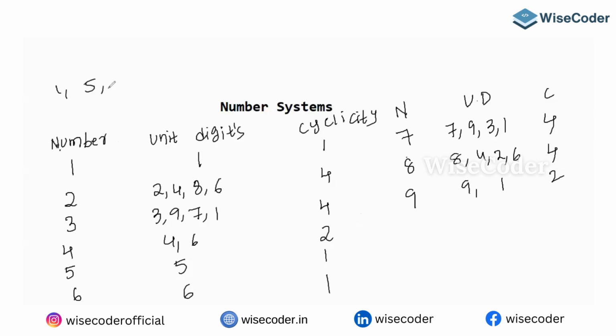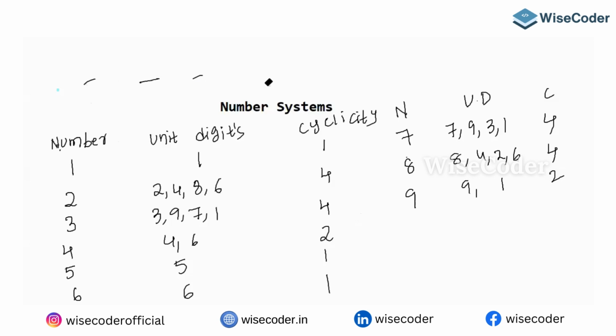1, 5, 6: the unit digits are always 1, 5, 6 only. 1 power anything will be 1, 5 power anything will be 5, 6 power anything will be 6. And their cyclicity is 1. So this is the observation.